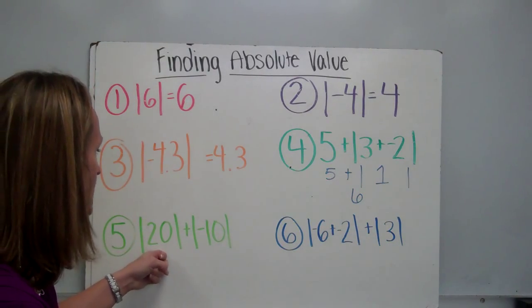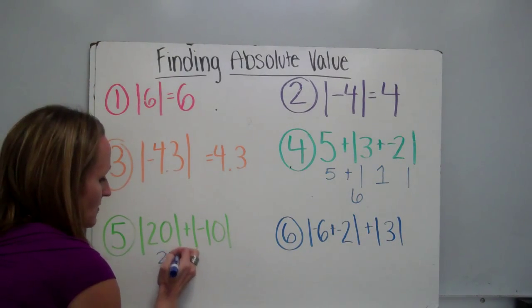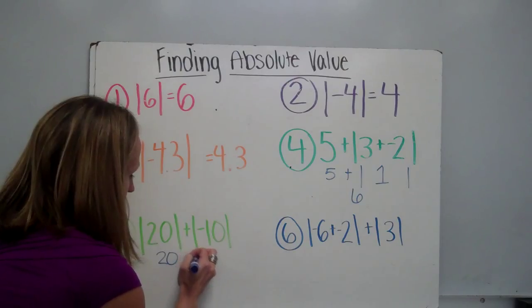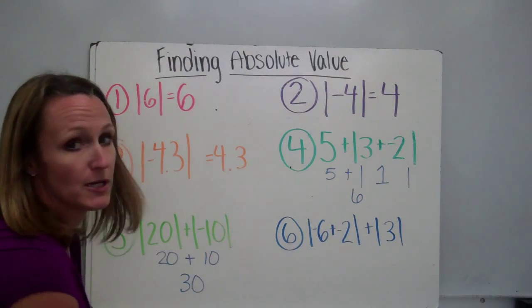What about this one? The absolute value of 20 plus the absolute value of negative 10. Well, the absolute value of 20 is 20. The absolute value of negative 10 is 10. So our answer will be 30.